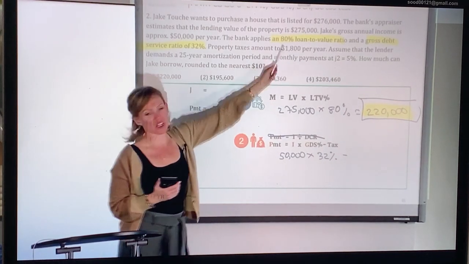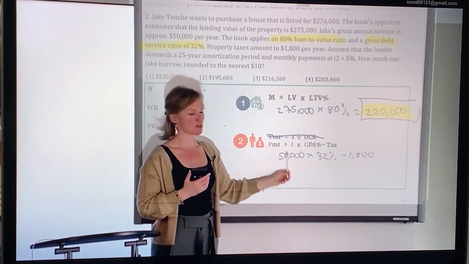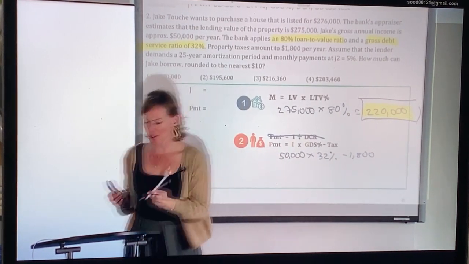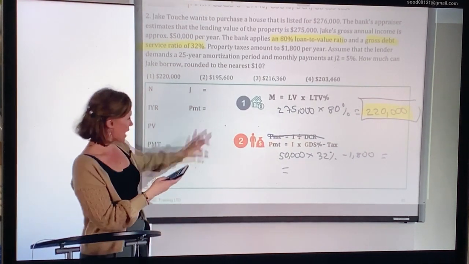Taxes, also per year, is $1,800. So right now, everything has to be in the same frequency. So if your income is per year, your taxes also has to be per year. And when you find the payment, that payment is also going to be per year. So let's do the normal math, regular math, easy one, okay? Without touching any of this stuff.